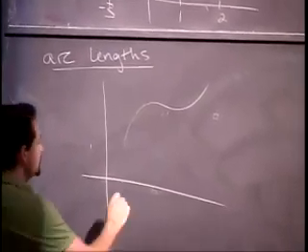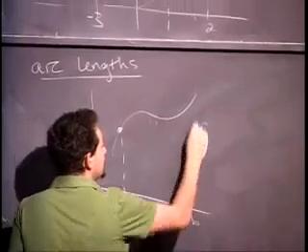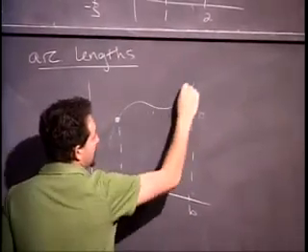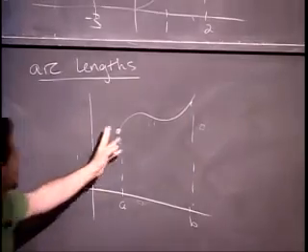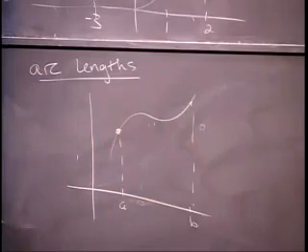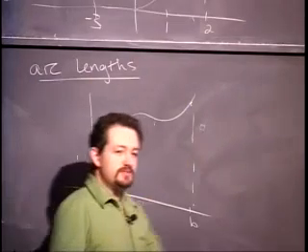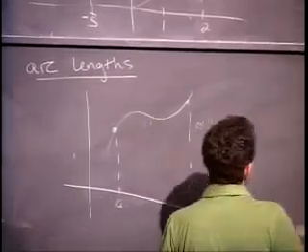What do I mean? Well, I take my endpoints A and B. I take a piece of string, I lay it out over there perfectly, and then I chop it at here, and then I stretch it out and measure it. How long is that? Pretty practical sort of problem. Could come up if you want to know how much metal to build a curved bridge or something. So how would you work this out?